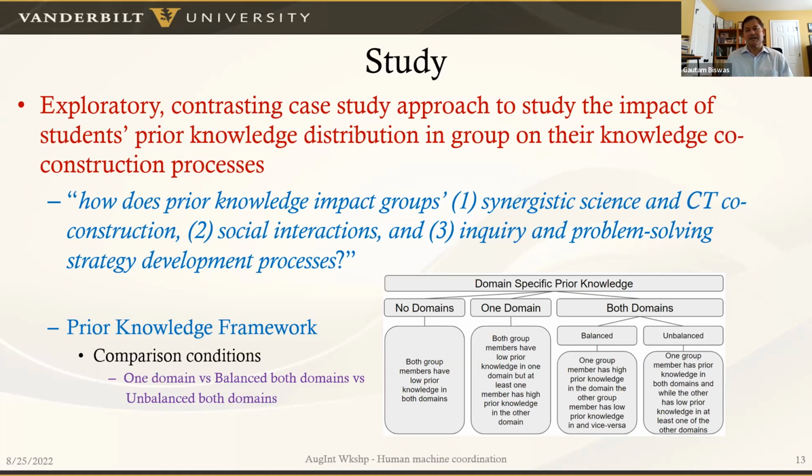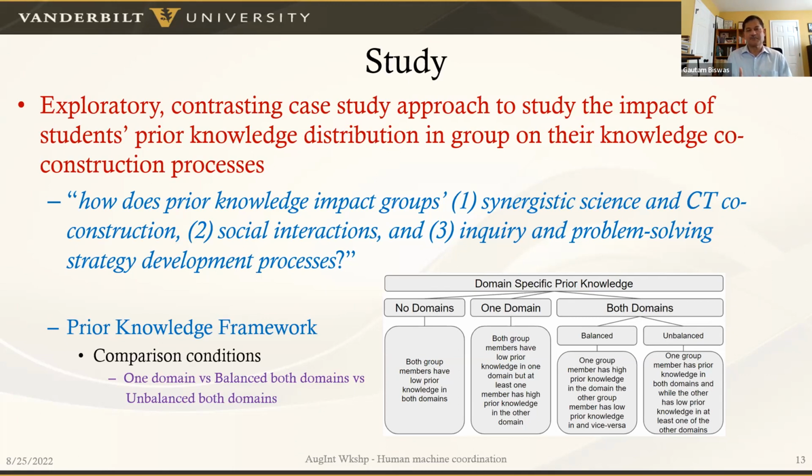So given their pretests in physics and CT, we could assume that some students had low physics knowledge and low CT knowledge, so their prior knowledge is low in both domains. We did not have any students of that kind. So we did a contrastive exploratory case study where we compared 3 groups.